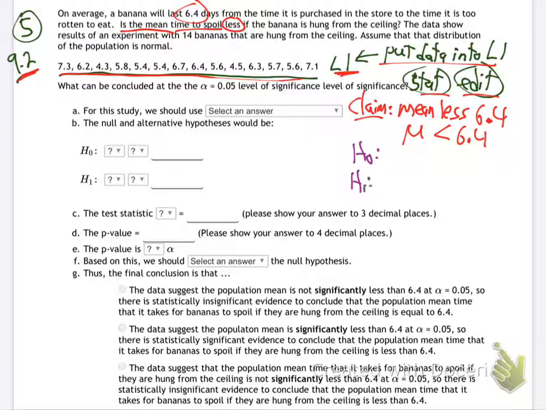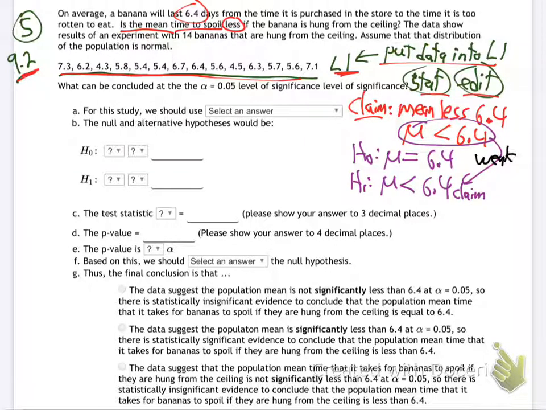H0 and H1 always have the same letters, same numbers. Mu 6.4, mu 6.4. H0 is always equal. And then one of the two has to be identical to the claim. So that's going to have to be H1, less than. It's identical to the claim, and we write claim right there. The H0 always comes from weak evidence, and the H1 always comes from strong evidence. All right, then we go to our calculator.